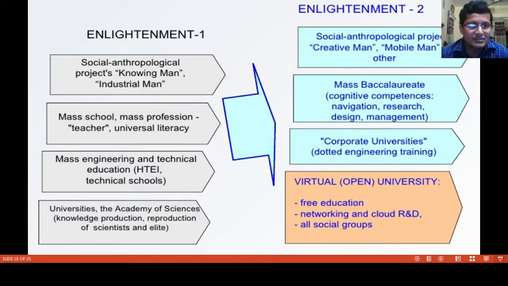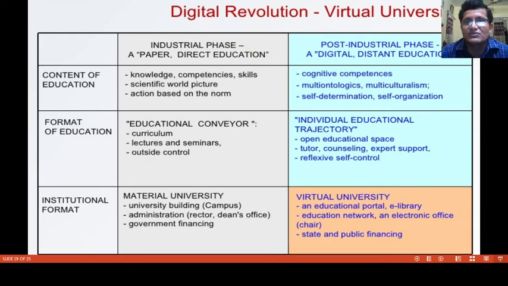Mass engineering and technical education, and corporate universities. Universities, the Academy of Sciences, virtual or open university, free education, networking and cloud, R&D, all social groups. Digital revolution, virtual university. Content of education, format of education, institutional format, industrial phase or post-industrial phase. Content of education: knowledge, competencies, skills, scientific world picture, action based on the norm. Our first phase, industrial phase: cognitive competences, multi, ontologies, logics, multiculturalism, self-determination, self-organization.